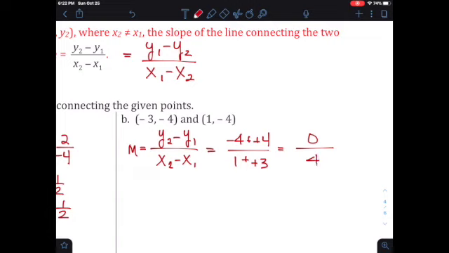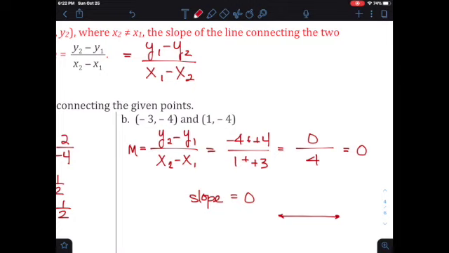Now if you put it in the calculator, that actually gives you the answer 0. So please simplify. If you stop right here, I will take points off. That means you did not simplify. So make sure you understand 0 over 4 is equal to 0. So this one actually has a 0 for the slope. And when you have 0 for the slope, it's a line that looks like this. 0 slope is a horizontal line.